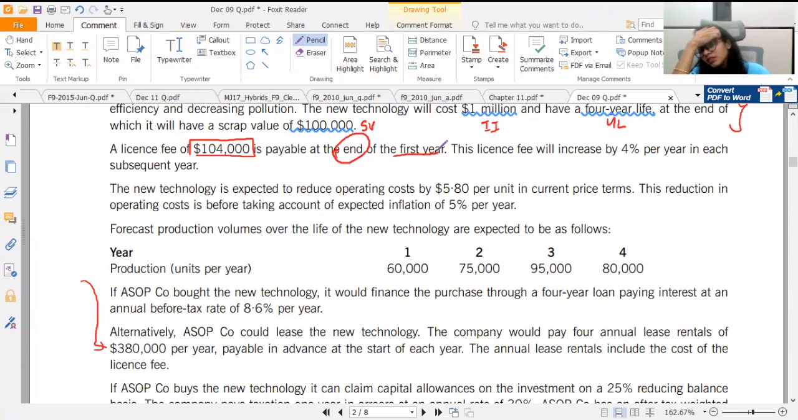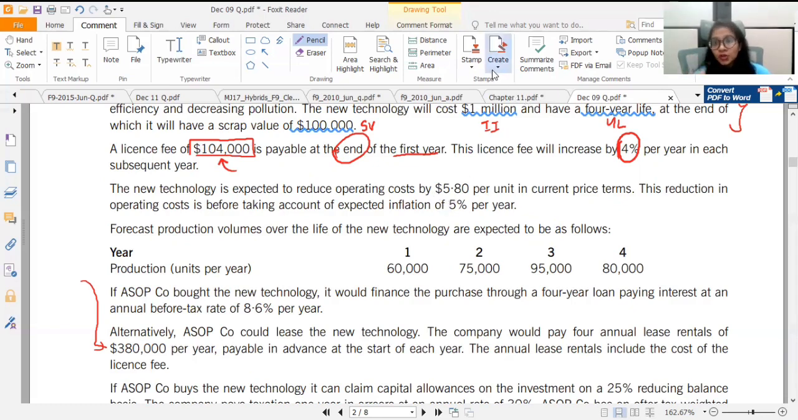So guys, these are the kind of questions that you need to be careful of. Why? Because with these kinds of questions, he paid 104,000 at the end of the first year. That means in year 1, your cost is 104. Now, the license fee will increase by 4% each year in the subsequent years, meaning 104,000 every year after year 1 will increase by 4%.